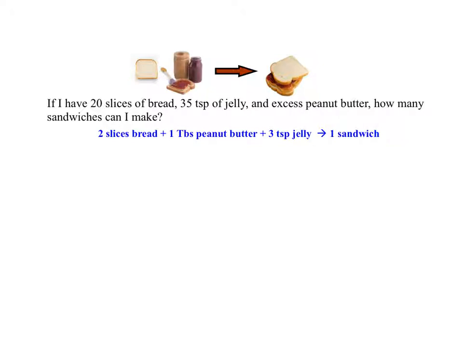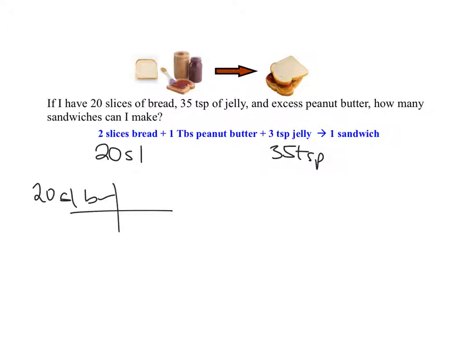So you're probably thinking about how many sandwiches I can make with each of those numbers. With the bread, if I have 20 slices, and for every 2 slices I get 1 sandwich, that's going to be 10 sandwiches. So if I used up all my bread, I can make 10.